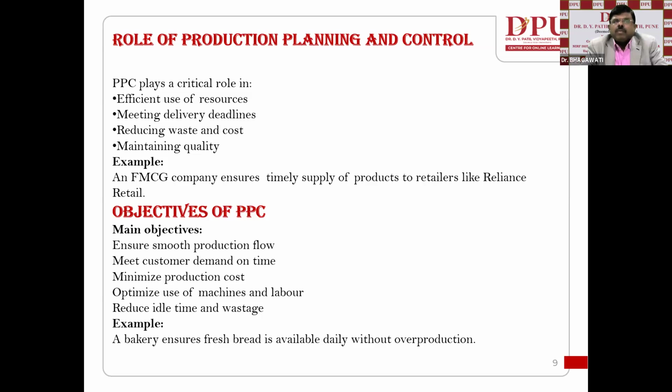Then the main objectives. Production planning: production is preparing food. For example, production is nothing but preparing the food items. Planning is what to cook, how much, how. What is the menu? You have to plan whether veg or non-veg.